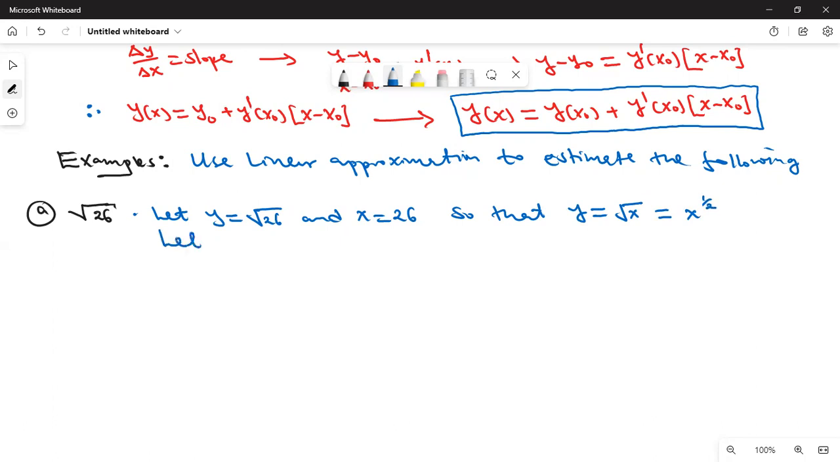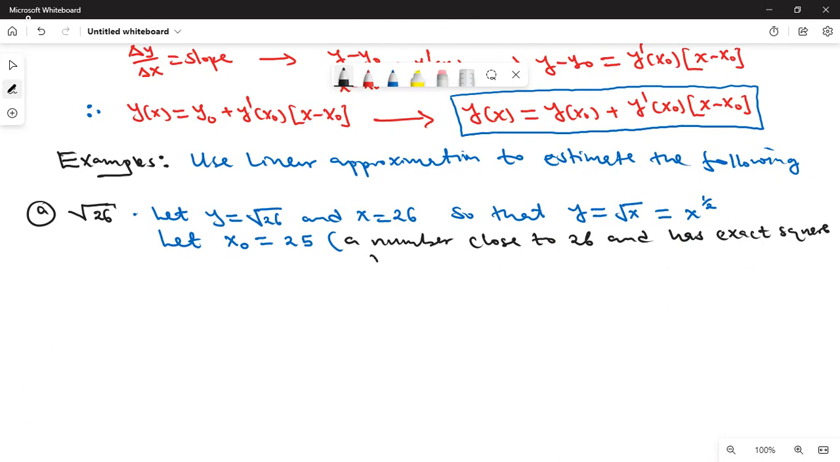Also, let x naught be equal to 25. Why are we choosing 25? This should be a number close to 26 and has an exact square root. So that will be our x naught. So now we can find our y naught, now that you know x naught.